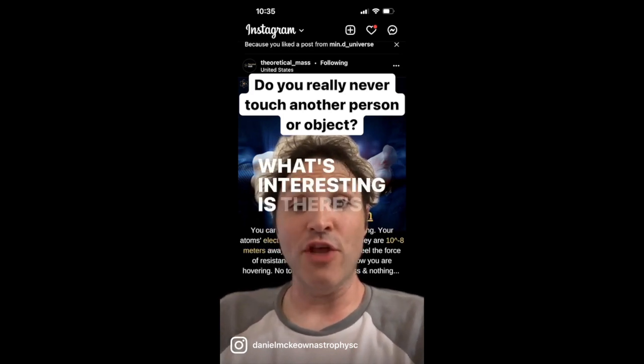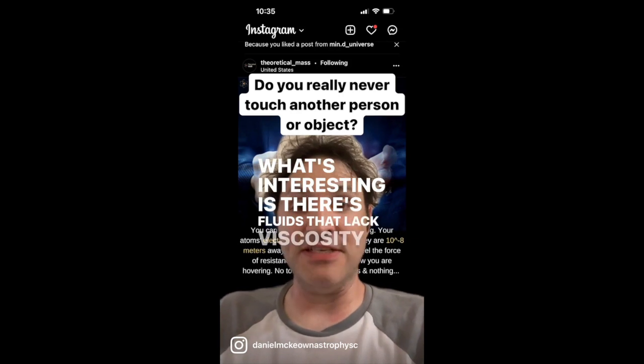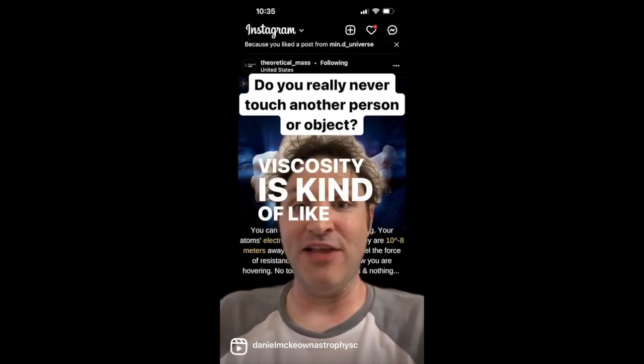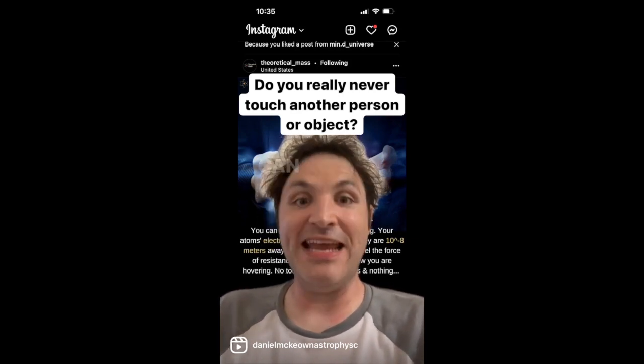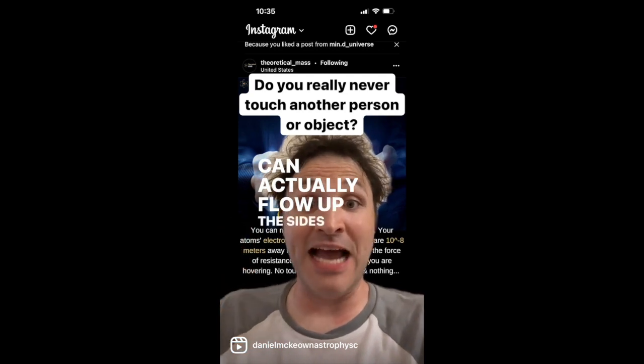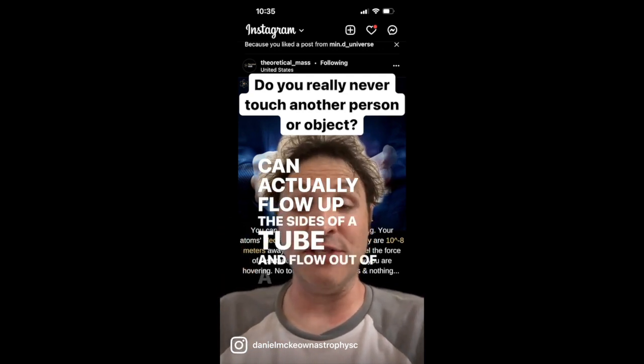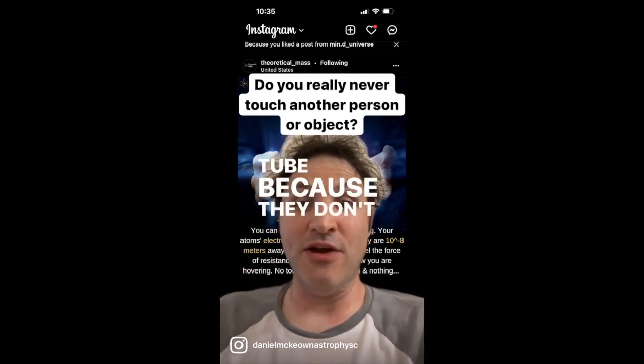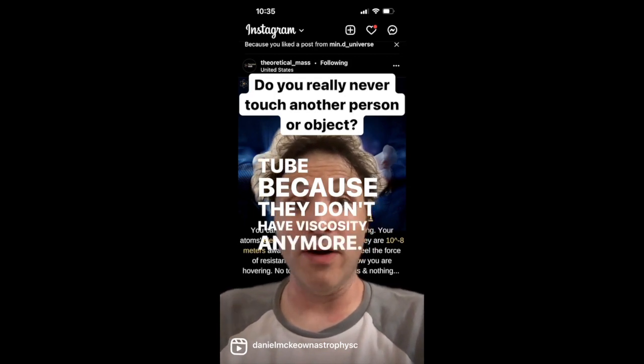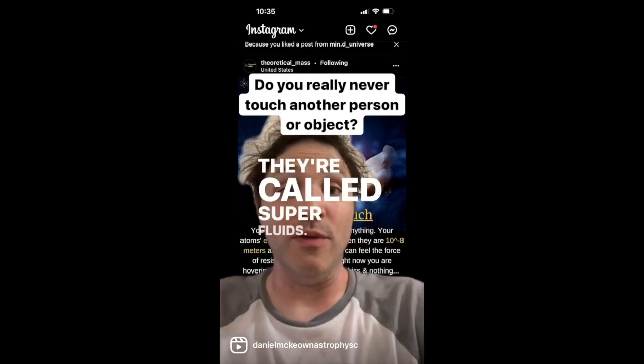What's interesting is there's fluids that lack viscosity, and viscosity is kind of like the friction for a fluid, and they can actually flow up the sides of a tube and flow out of a tube because they don't have viscosity anymore. They're called superfluids.